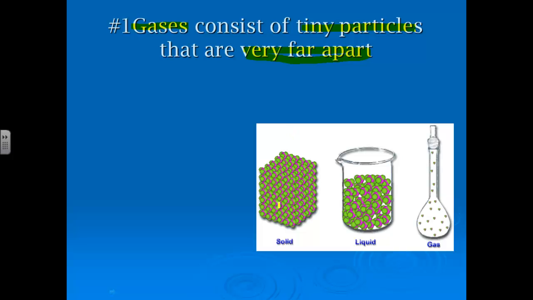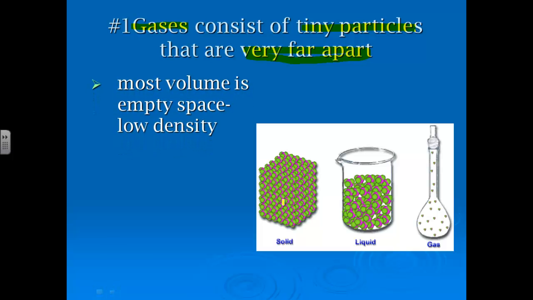Okay, down here you have the classic case of or picture where you have the solid particles that are very close together and are in a fixed position. The liquids look a little bit more haphazard, more spread out, and then you have the gases that are extremely far apart from each other. The particles are compared to solids and liquids. And this picture doesn't even totally do it justice because it's a little bit more than that. But most volume is empty space and it's very low density.